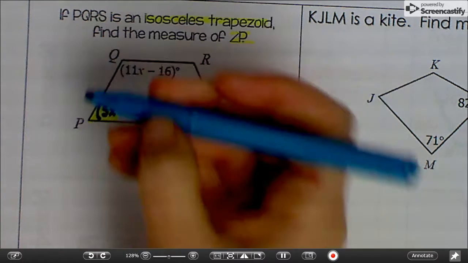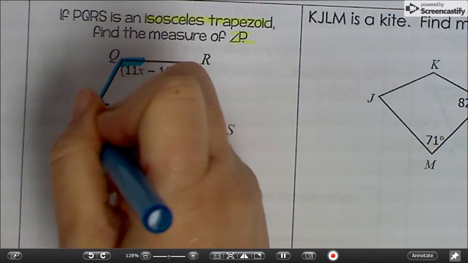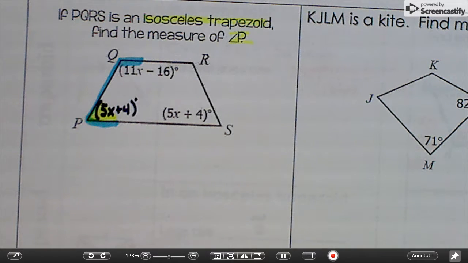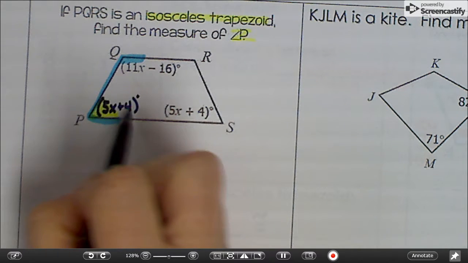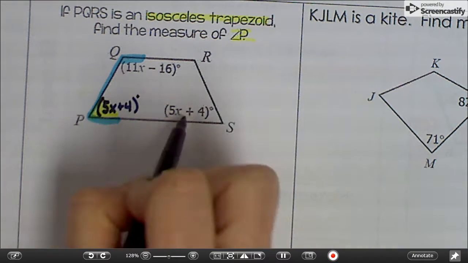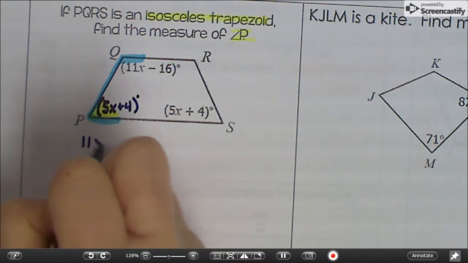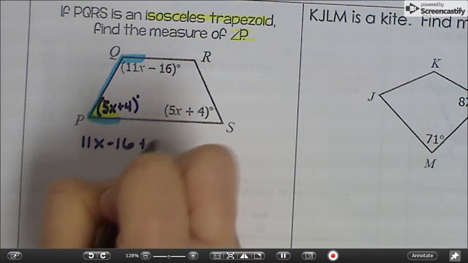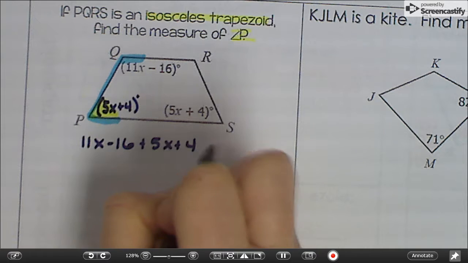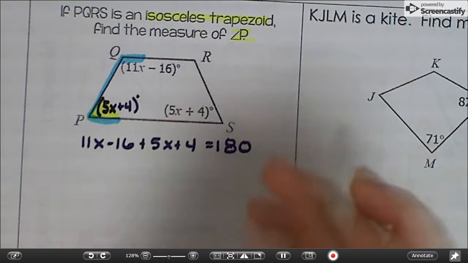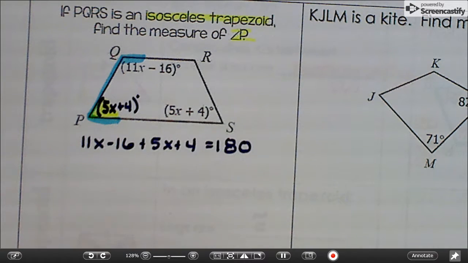Now we can use the property that consecutive angles between the parallel lines are supplementary. I hope I said congruent. I feel like I didn't. The base angles are congruent in an isosceles trapezoid. Okay, so if these are supplementary, that means that we add them together and set them equal to 180, which you guys have been really good at. So make sure you just keep trucking. All right, solve that.